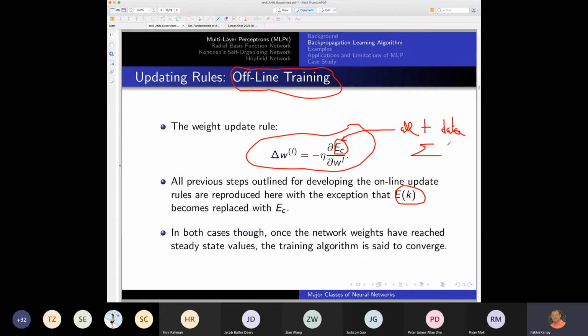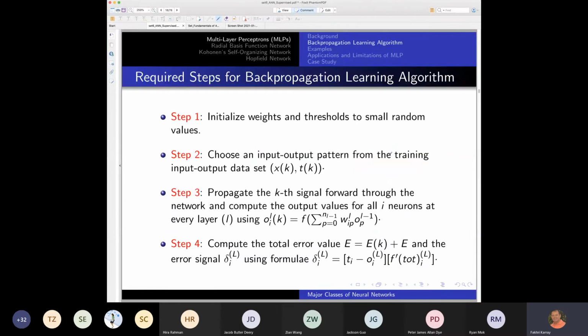Okay, so that's the double summation. Remember, offline is for the double summation and online is for one single summation, one element at a time. So this is now the algorithm, and I would like you to remember it very well for the backpropagation learning algorithm. So we initialize first the weights and the threshold to small random values.